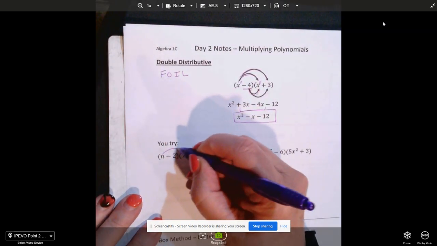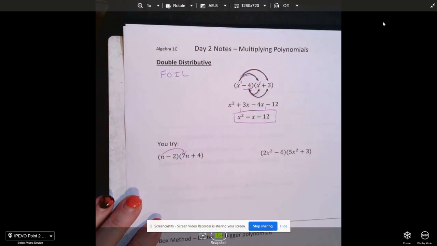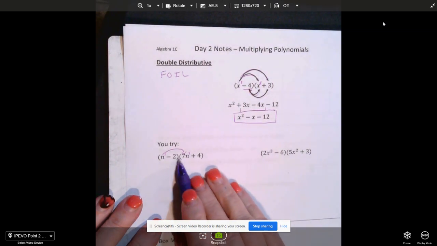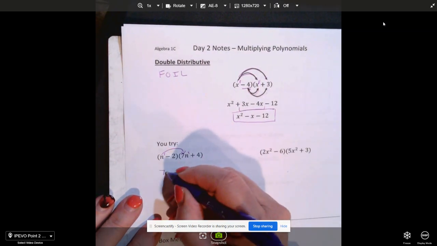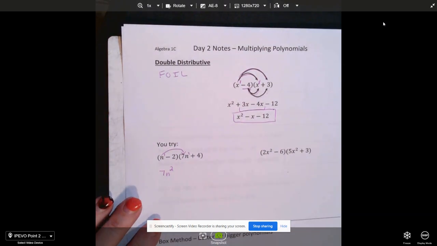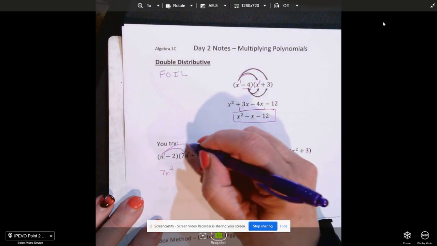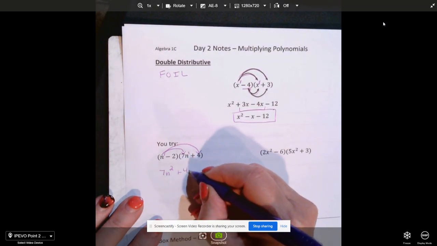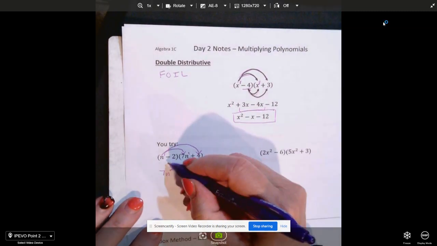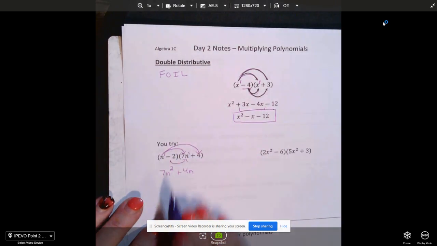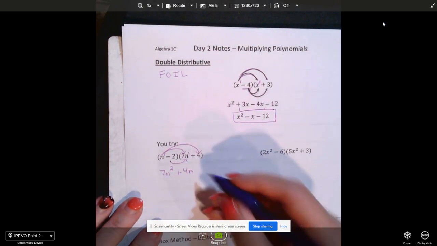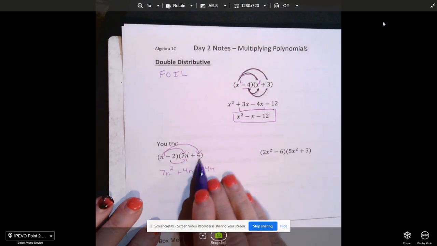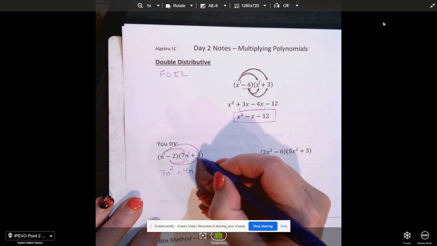All right, so the first thing you do is you multiply these 2 together. Well, again, remember the exponents on them are really 1. So n to the 1 times 7n to the 1 will be 7n squared. You're going to add those exponents. Then I'm going to take the first one and multiply it by the 4. So that'll be plus 4n. I'm going to take these 2 and multiply them together. So a -2 times a 7n will give me a -14n. And a -2 times a 4 will give me a -8.